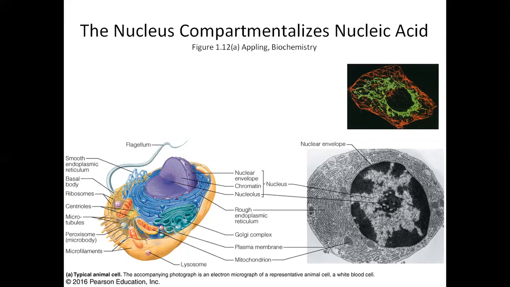The bottom part of the slide, which is figure 1.12 part A of your text, shows a schematic diagram of the entire cell where the nucleus is labeled in purple, and at the right is an electron micrograph of the entire cell. And again, what you can see is the nucleus occupies a very large portion of the total area of the cell.